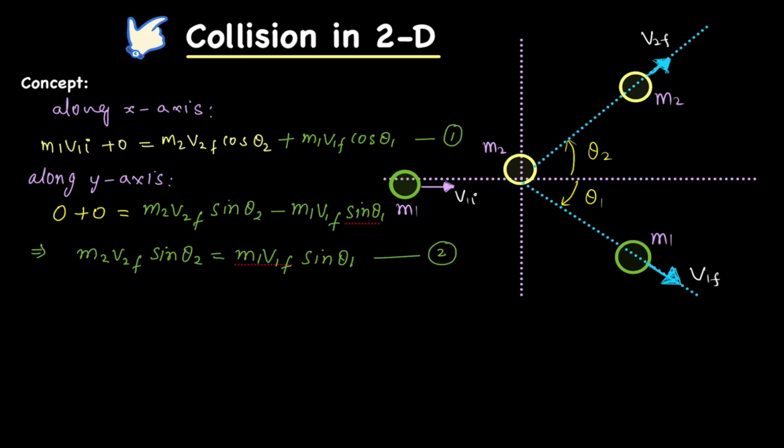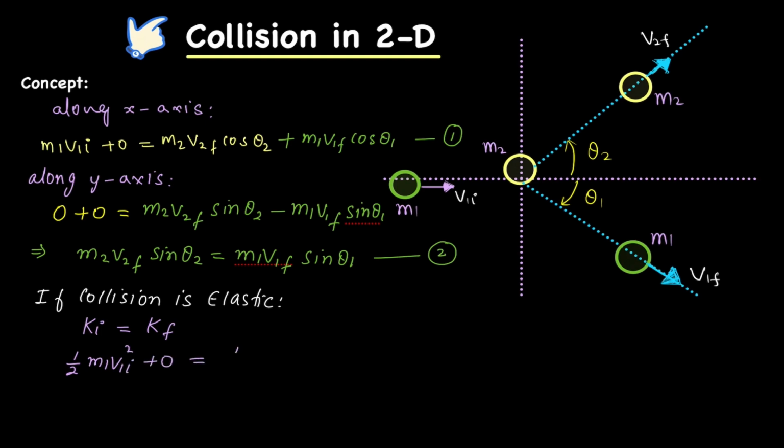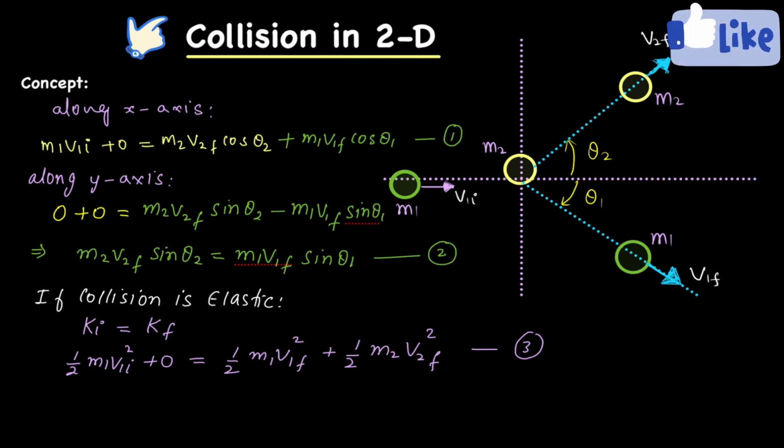One more equation we can write here if the collision is elastic. If the collision is elastic, then we can write the conservation of kinetic energy. Conservation of kinetic energy says the kinetic energy before the collision is equal to the kinetic energy after the collision. So in this situation, the kinetic energy before the collision is 1 by 2 m1 v1 initial square plus 0 is equal to 1 by 2 m1 v1 final square plus 1 by 2 m2 v2 final square. So this is the equation we can use to solve our numerical, but only in case of elastic collision. Let's use these equations to solve the numericals.